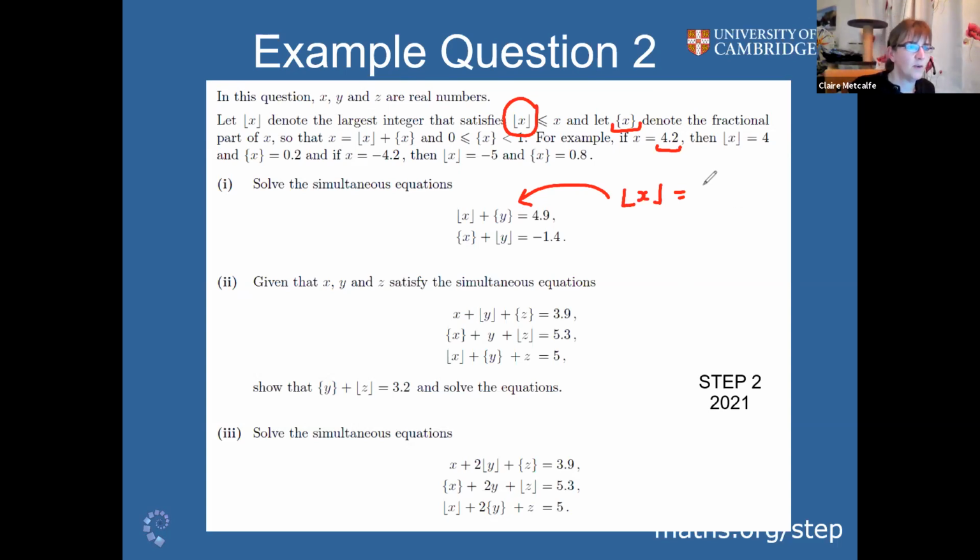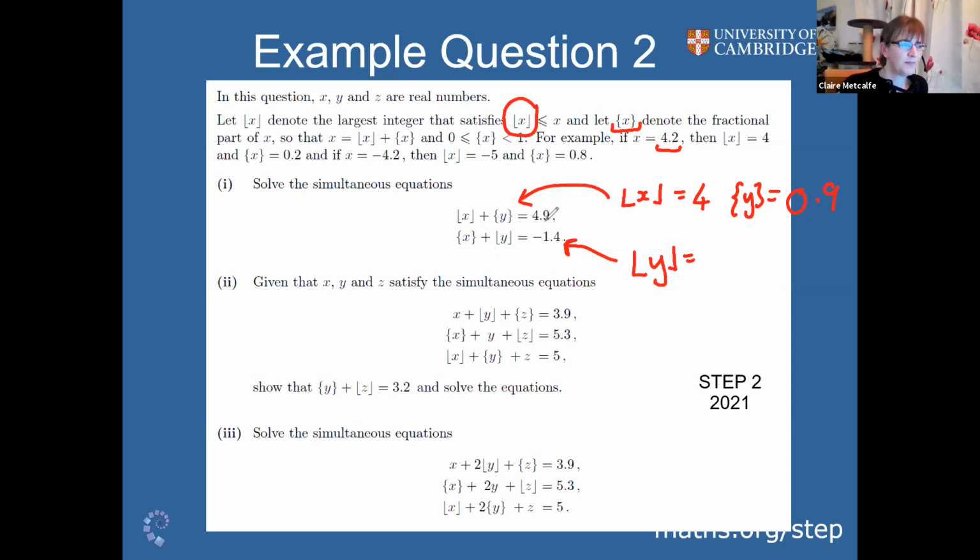Okay, we've got 3 votes for 4, which I agree with. And so what must the fractional part of y be? Okay, a couple of votes for 0.9. I think this part is slightly harder. And I would start on the floor again.